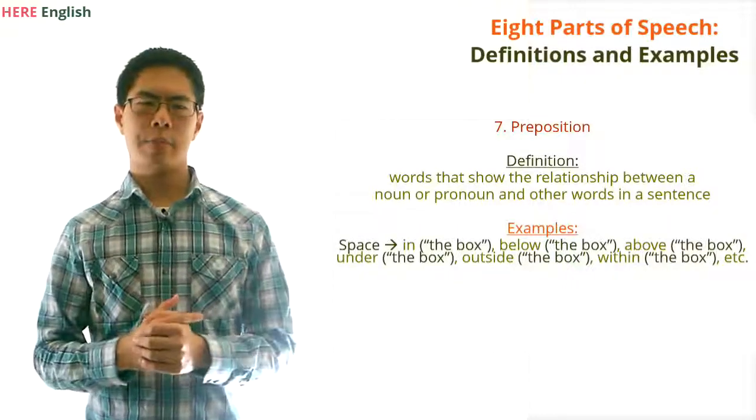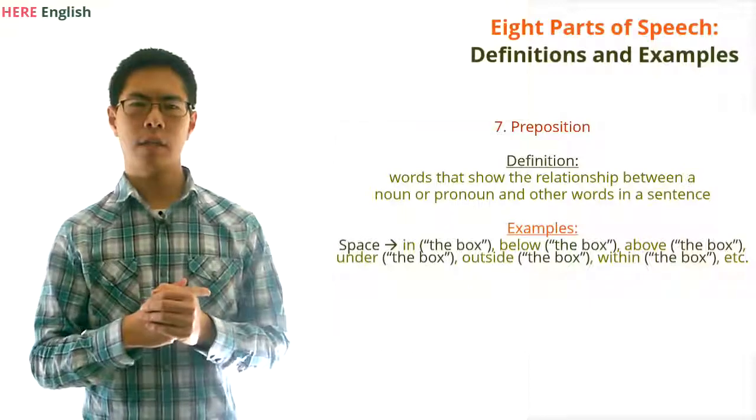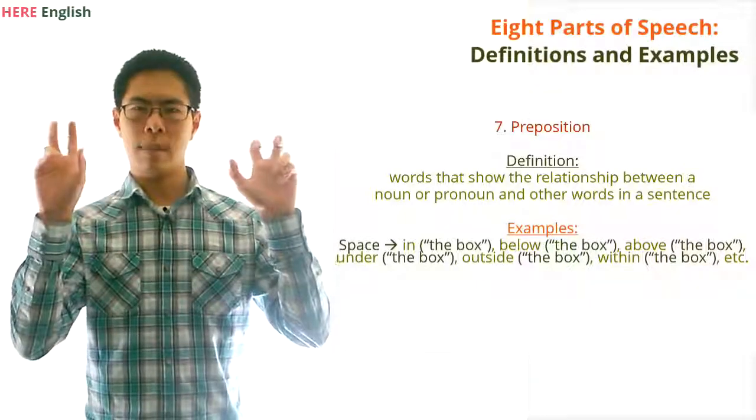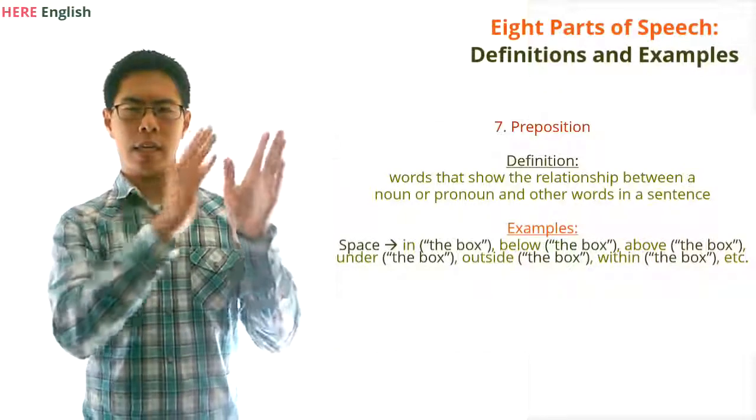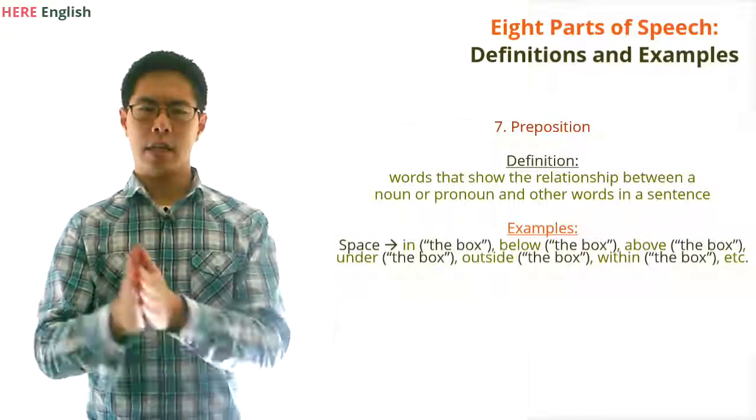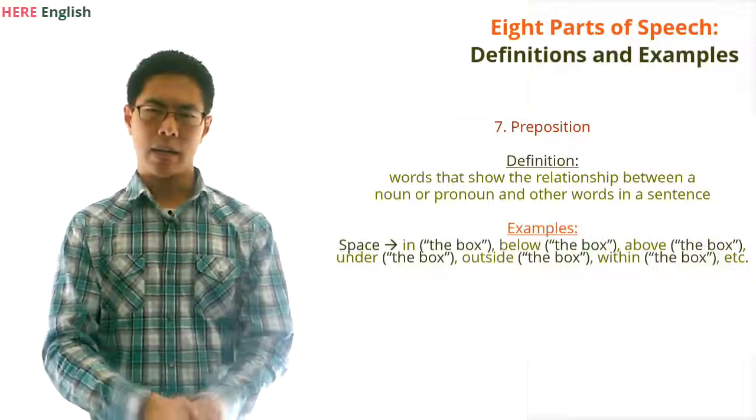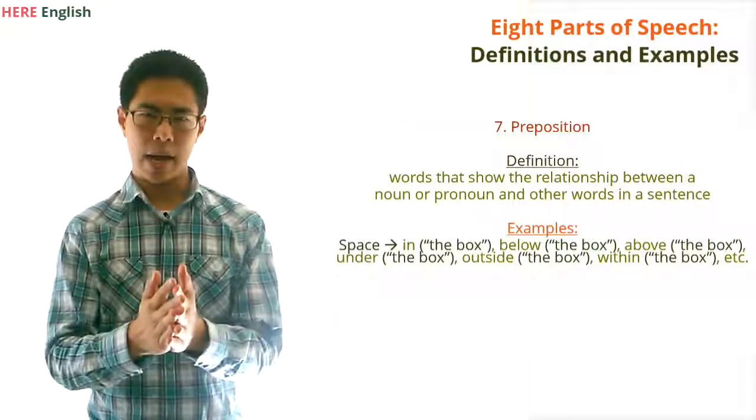An easy way to think of spatial prepositions is to think of where something can be in relationship to the box. We can say that something is in the box, below the box, above the box, under the box, outside the box, and within the box.